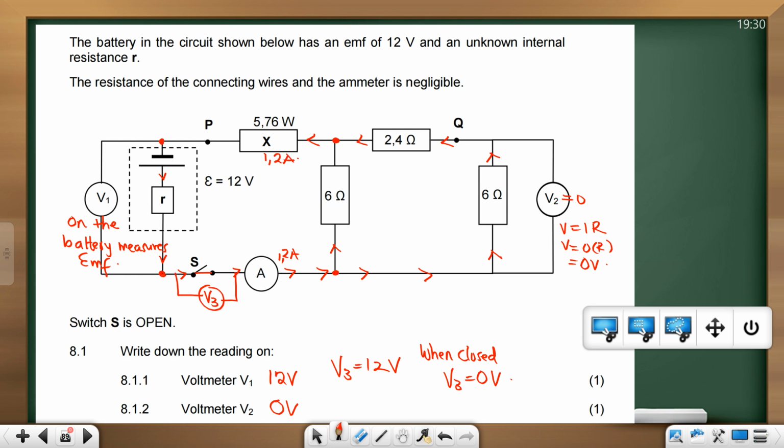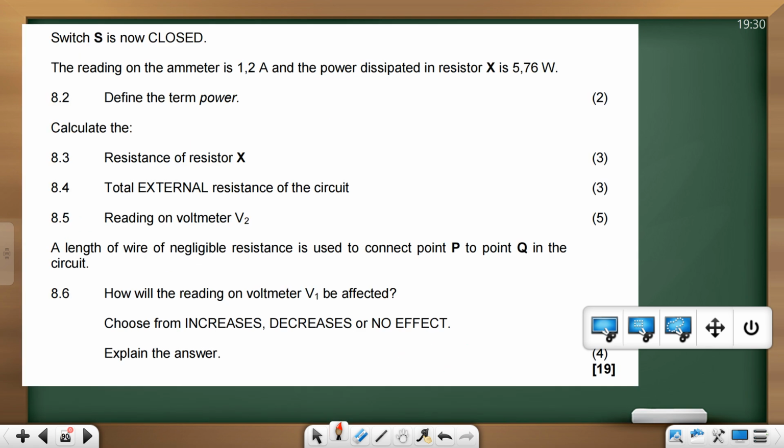Now I'm done. Make a list of what you have. We have power, we have current, we're looking for resistance. What is the formula? All right, we are done there. P is equal to what? I squared R. What's your power? 5,76, 1,2 squared multiplied by R. Therefore, you want to give me an answer for R? 3 marks. Huh? 4. Done. 3 marks done.